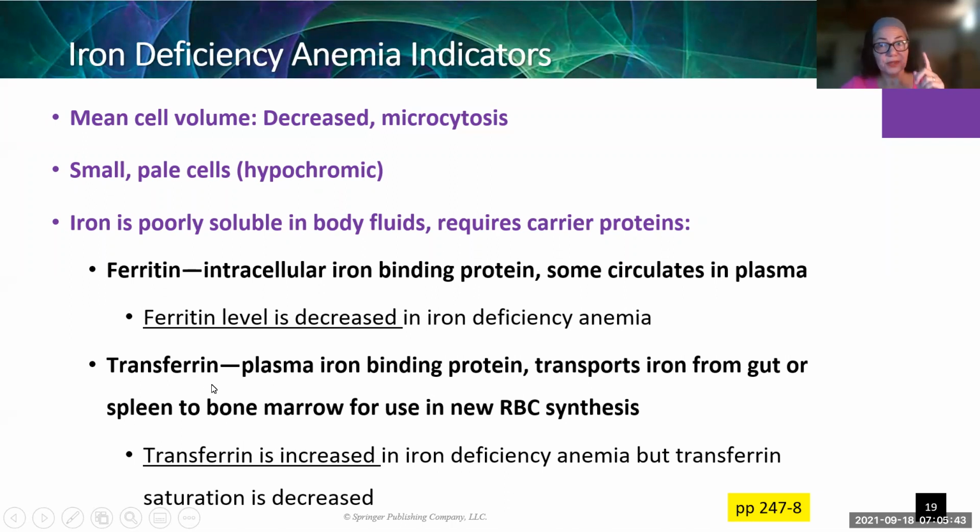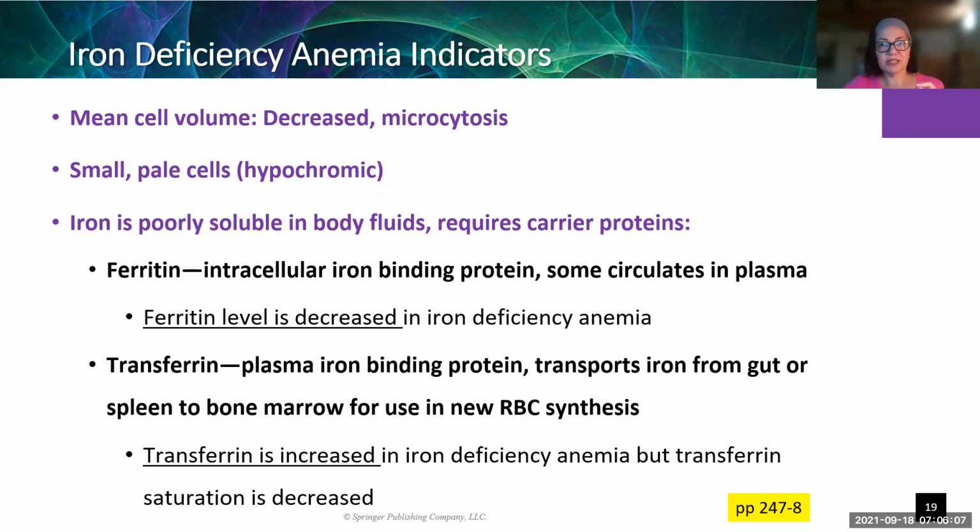And so here's the weird thing. The transferrin number actually goes up because the bone marrow says, where's my iron? I need iron to make the hemoglobin so I can make you some red blood cells. So the transferrin number goes up, but if you look at transferrin saturation, how much of this transferrin is actually carrying iron, that number is down.